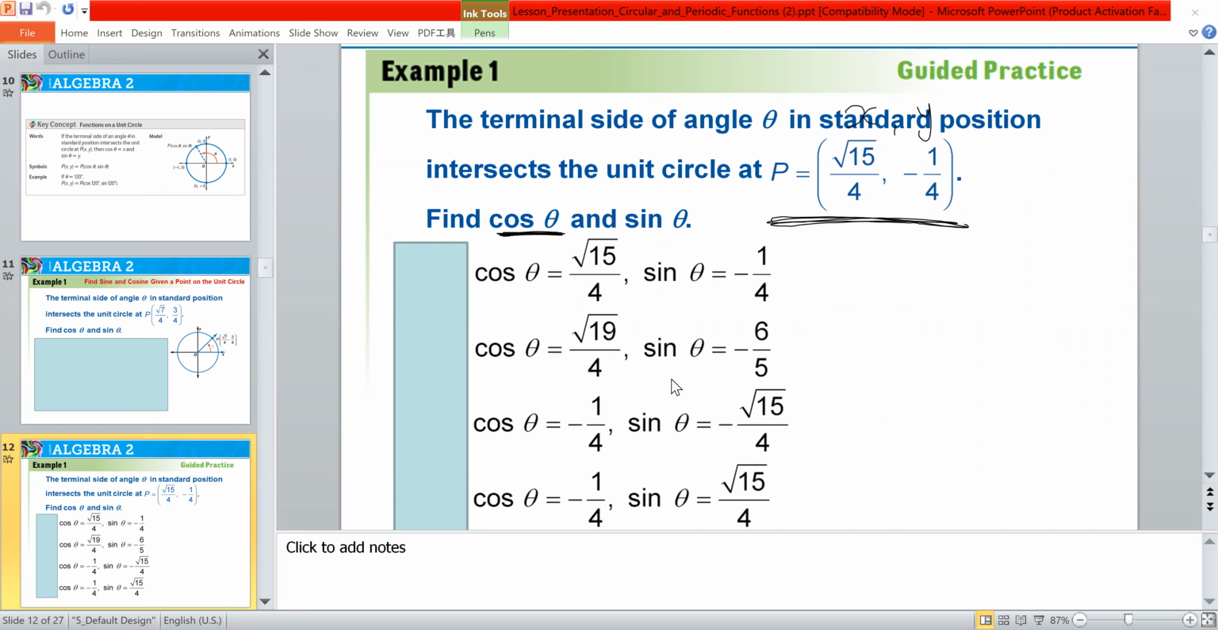Cosine theta represents x or y? It represents x. So cosine theta will be root 15 over 4. So cosine theta is root 15 over 4. And sine theta? Negative 1 over 4. So the result is letter A or B or C or D? Number 1. So this is your answer. Cosine theta is root 15 over 4 and sine theta is negative one quarter. Okay, thanks.